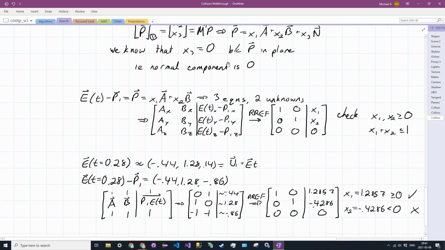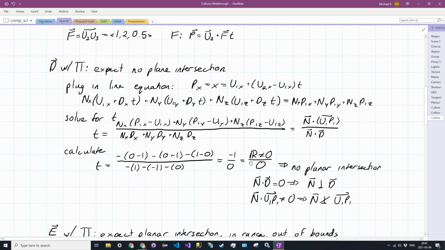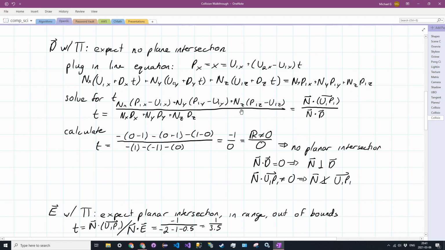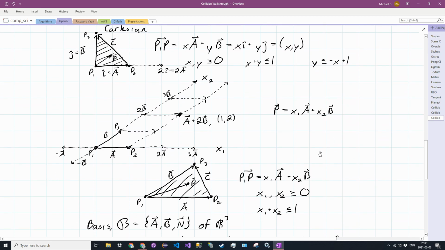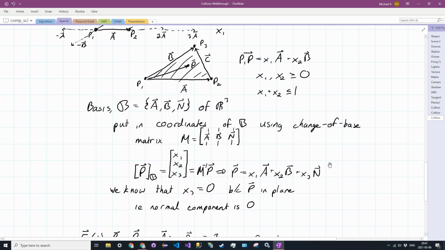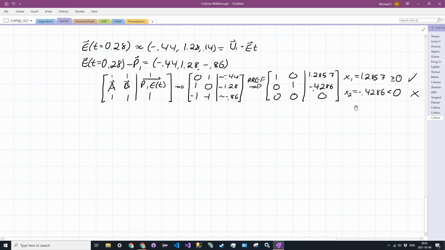Alright, so D does not collide with the plane at all, so there's no intersection with the face. E does intersect the plane, however, it does not collide with the face itself. Sorry, it collides with the plane, but not the face made by the 3 points P1, P2, and P3.